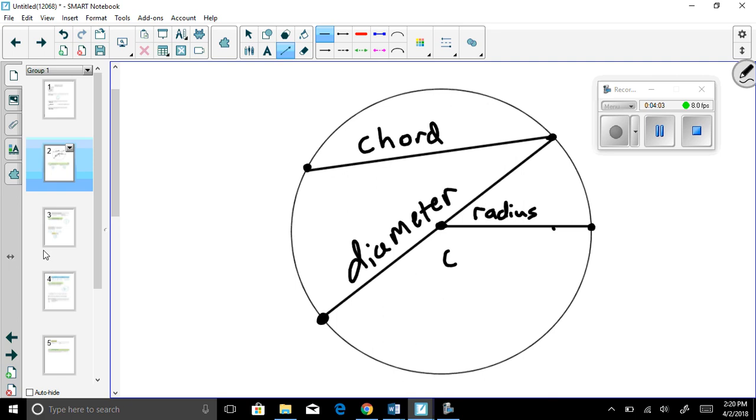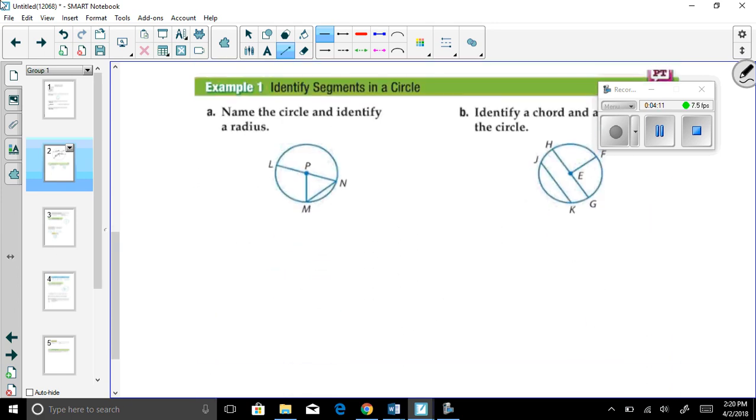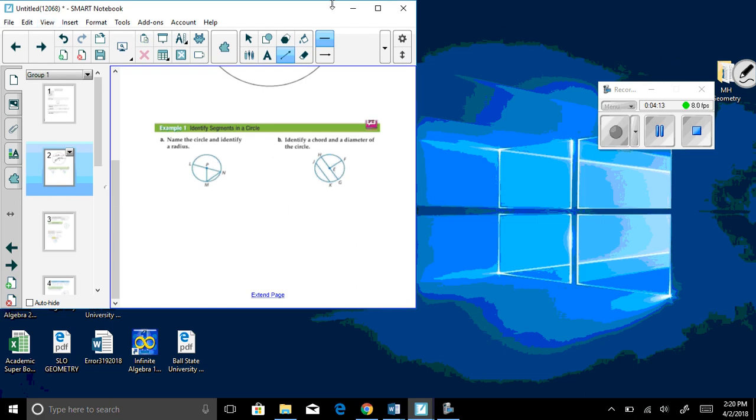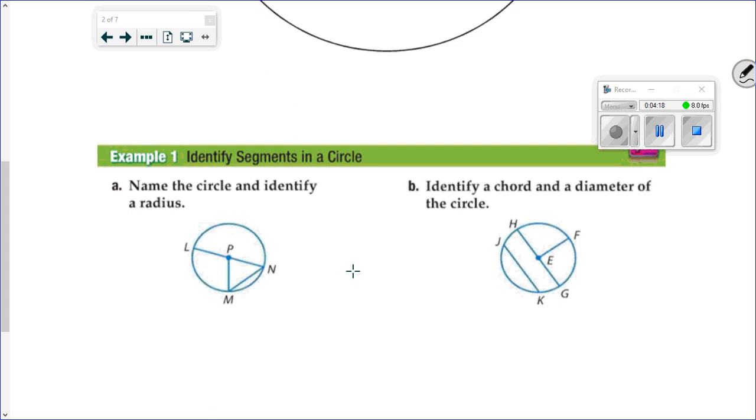So let's continue on here. So name the circle and identify a radius. So again, when we're naming it with the center, this is circle P, or again, the notation we could also use, circle P. Okay. So either of those is fine to name it.